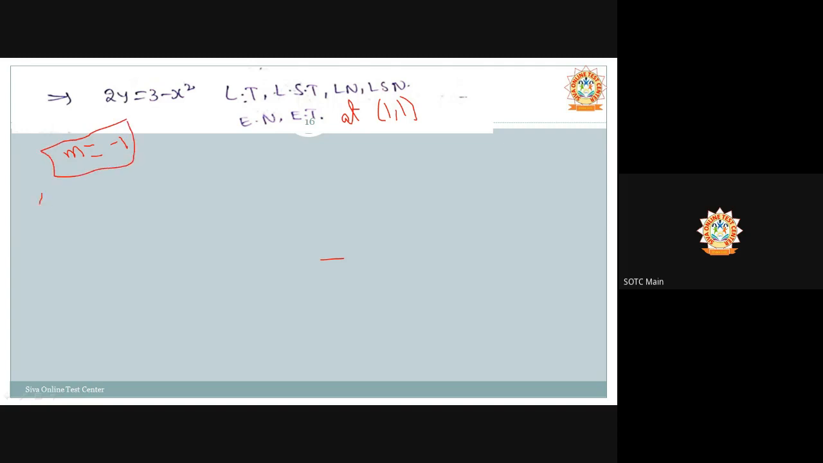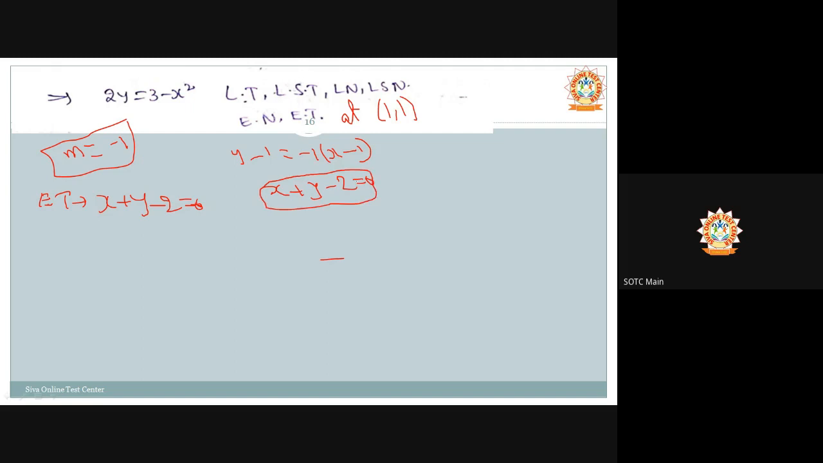Tell me equation of tangent. x plus y minus 2 is equal to 0, sir. Very good. So it will come y minus y1, which is 1, equal to m, that is -1, into x minus 1. So minus x comes to this side, x plus y minus 1 minus 1, it will come minus 2 is equal to 0. So this is the equation of tangent.